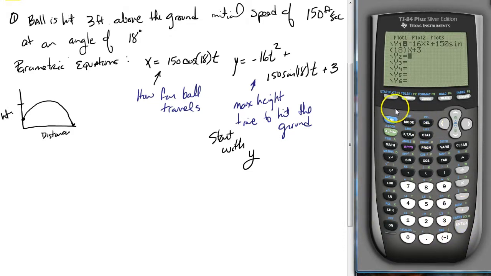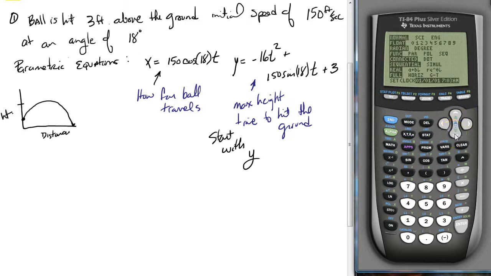And then I can use the table to figure out my window. All right, so let's see this. I hit the ball at time 0. It's 3 feet off the ground. That's why there's a 3 there. And then, let's see what we got here. Negative 16 x squared plus 150 sine 18 x plus 3.